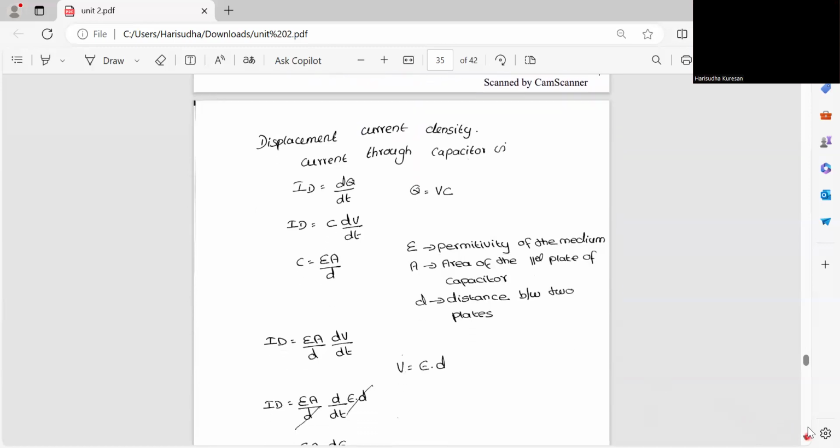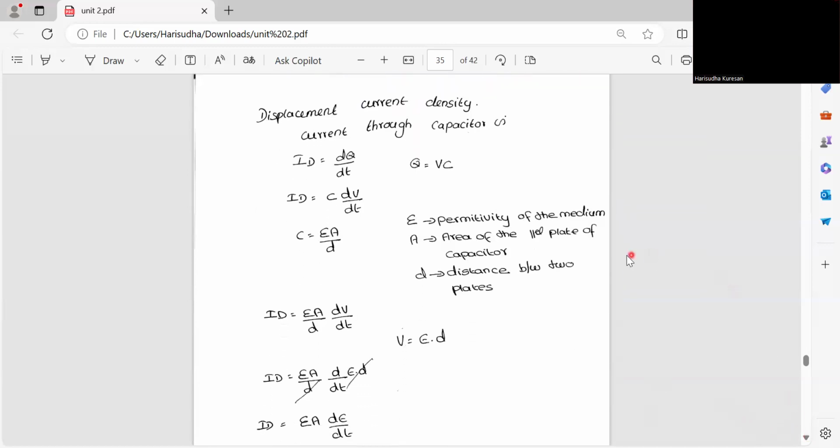Now we'll see what the displacement current density is. That is the current through the capacitor, which you call the displacement current. The current notation is I. Since it is displacement current, I'll put a suffix D, similar to the previous case where I put I suffix C. Suffix C represents the conduction current, and here D represents the displacement current.